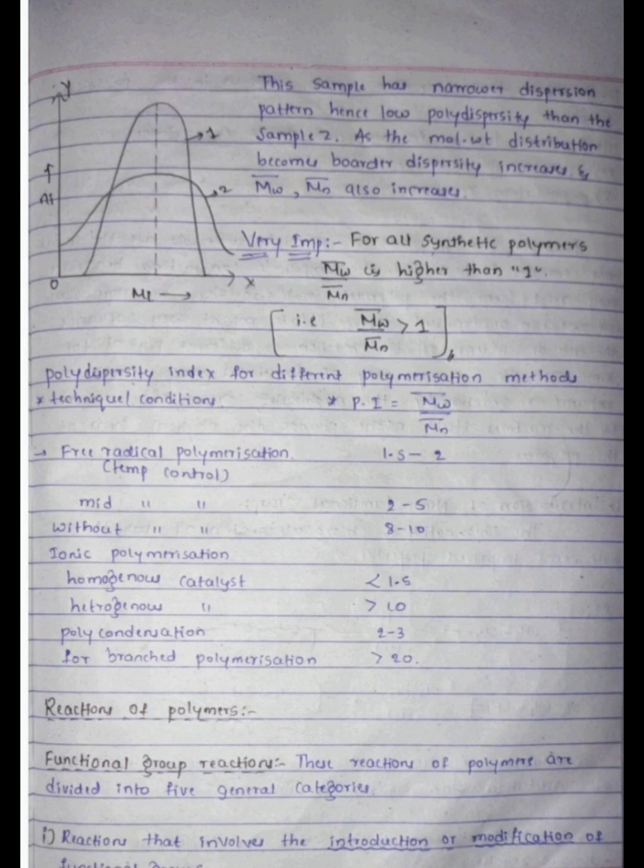Now, before this we have studied the polydispersity index. Now we will see the reactions of polymers. In this, the first one we have is functional group reactions. These reactions of polymers are divided into 5 general categories. First point, reactions that involve introduction or modification of functional groups.